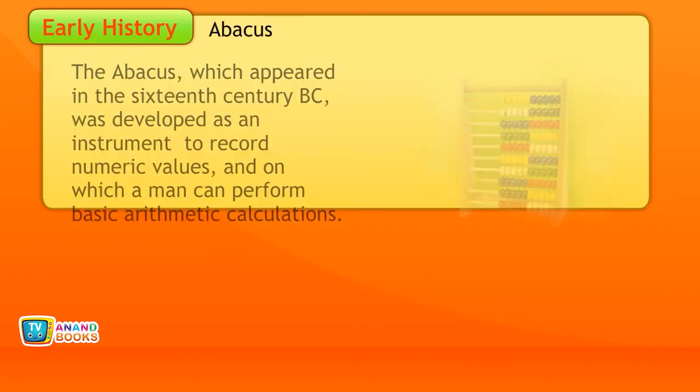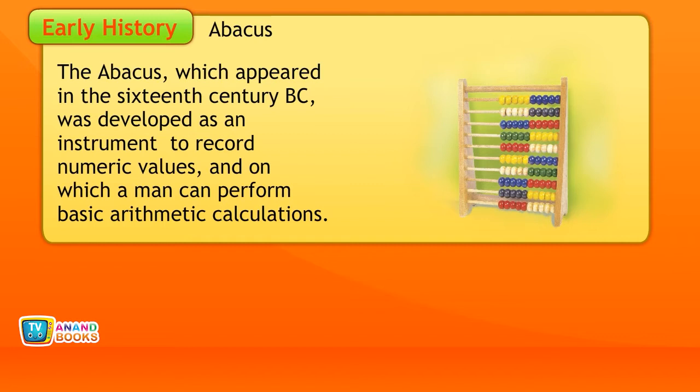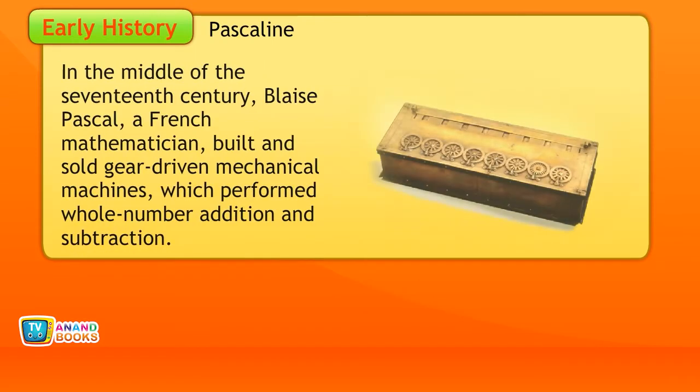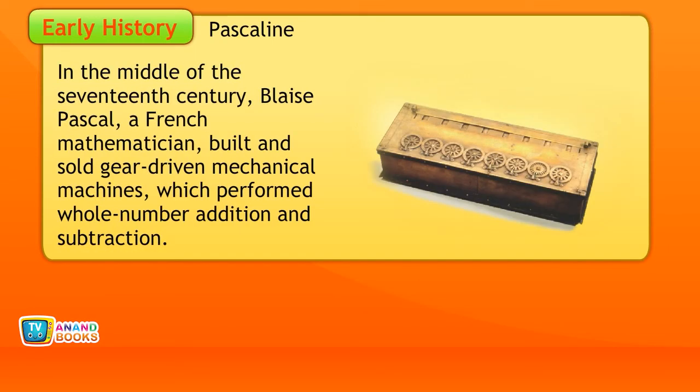Abacus. The abacus, which appeared in the 16th century BC, was developed as an instrument to record numeric values and on which a man can perform basic arithmetic calculations. Pascaline. In the middle of the 17th century, Blaise Pascal, a French mathematician, built and sold gear-driven mechanical machines, which performed whole number addition and subtraction.